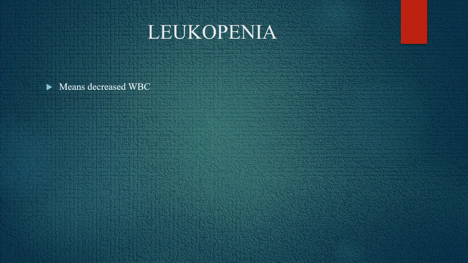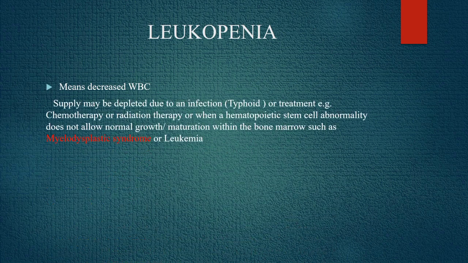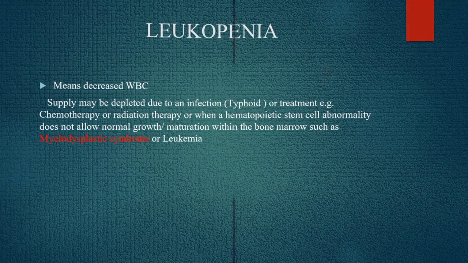Sometimes the white blood cells could be low, leading to a condition called leukopenia. It simply means a decrease in white blood cells, and the supply may be depleted due to an infection such as typhoid, or it could be treatment with chemotherapy or radiation therapy, or when a hematopoietic stem cell abnormality does not allow normal growth and maturation within the bone marrow, such as in myelodysplastic syndrome, or what we call leukemia.